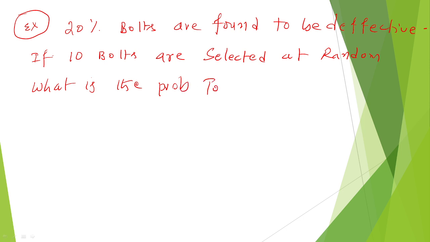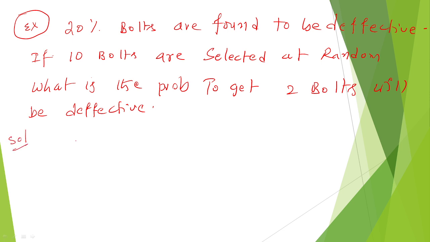The probability to get two bolts defective. This is the question, to be solved by using Poisson distribution: the probability that two bolts will be defective. Therefore, 20% of bolts are defective, which means here p is equal to 20%, that is 0.2. p equal to 0.2.